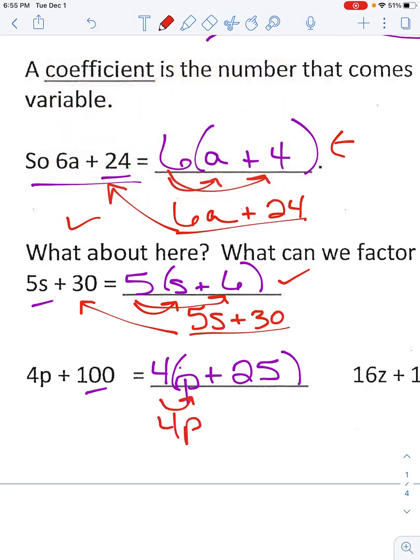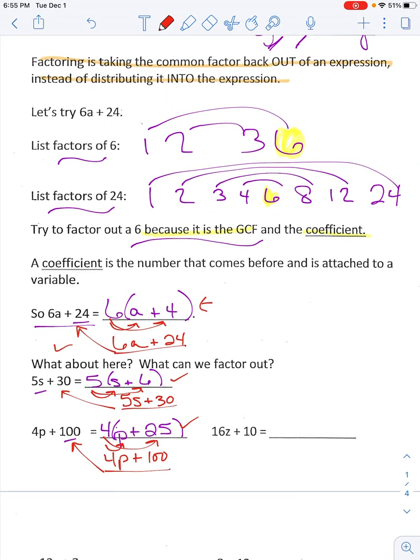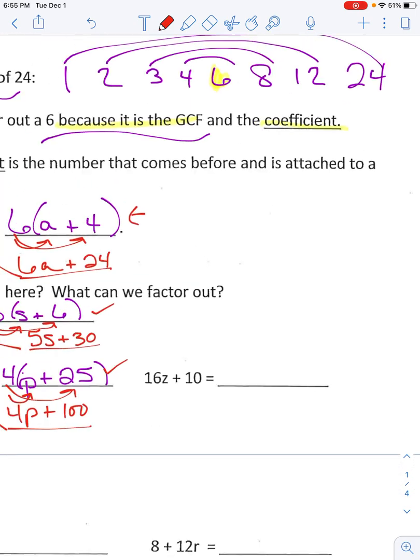And check it. 4 times p is 4p. 4 times a positive 25 is positive 100. This matches this, so I know I factored correctly. Okay, let's look at this one.